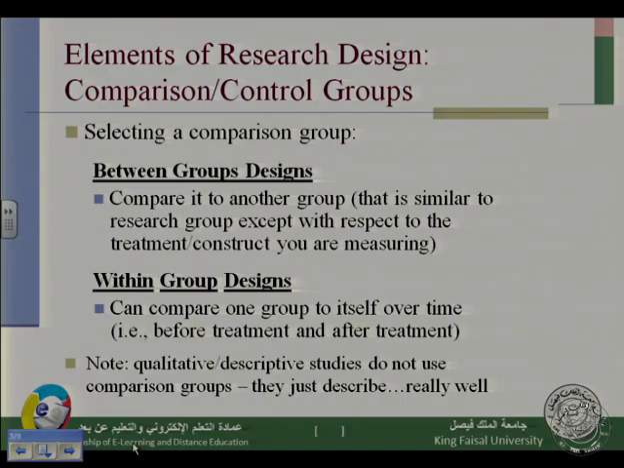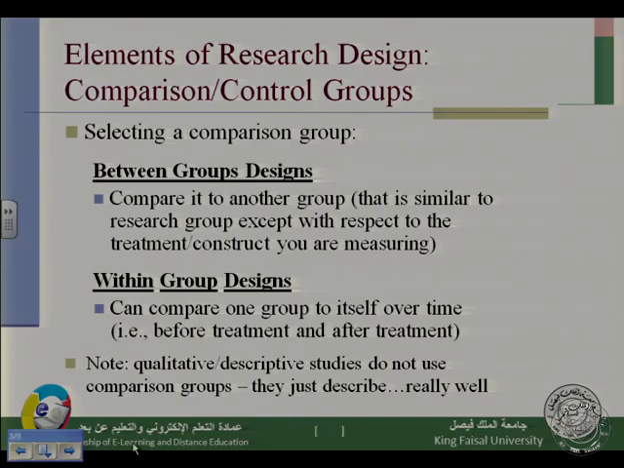So selecting a comparison group, we have two types of designs: between group designs and within group designs. So this is what I talked about, between group designs. You have two groups and you want to see the difference between the two groups. This is called between group designs. This is versus within group designs. You only have one group and you want to see the differences within that group. You have one classroom.